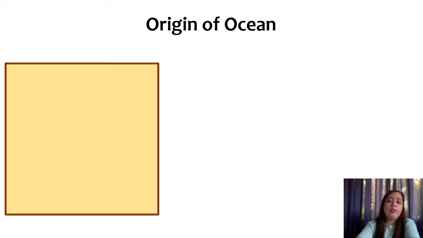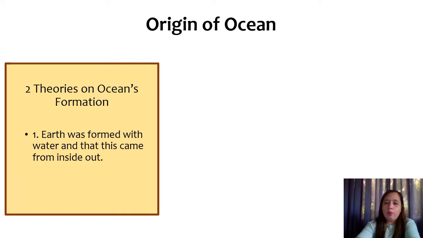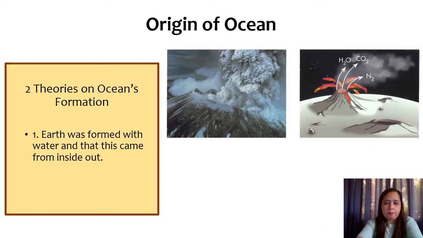Now, origin of our ocean. There are two theories on the ocean's formation. One, Earth was formed with water within, and this came from inside out. So, there is a theory that our water molecules, most of it, come from the inside layers of the Earth and were brought outside, via volcanic eruption or other terrestrial activities that released the elements for the formation of water.